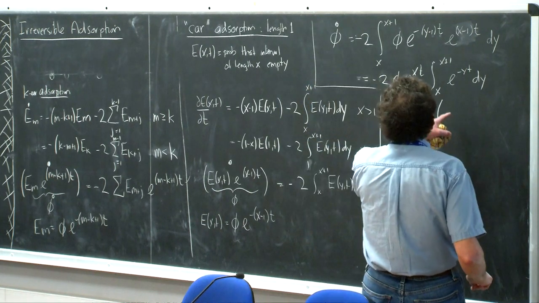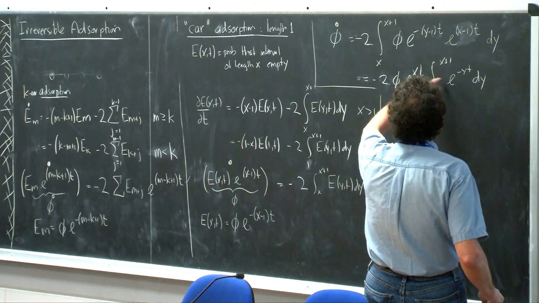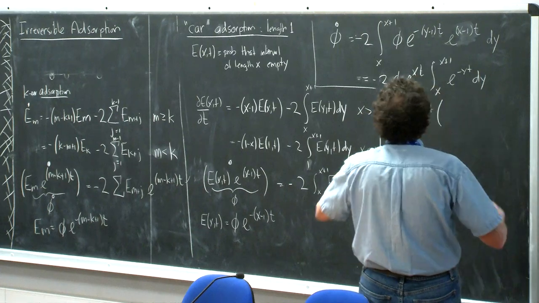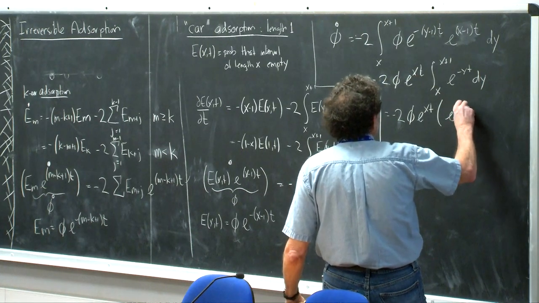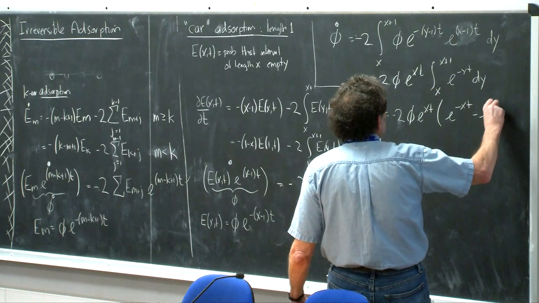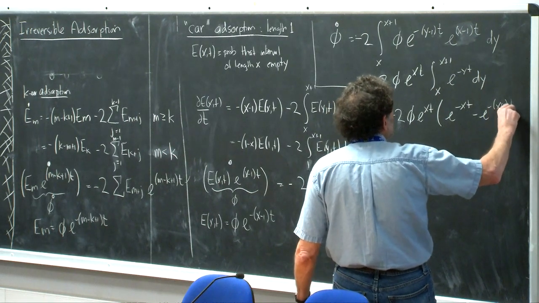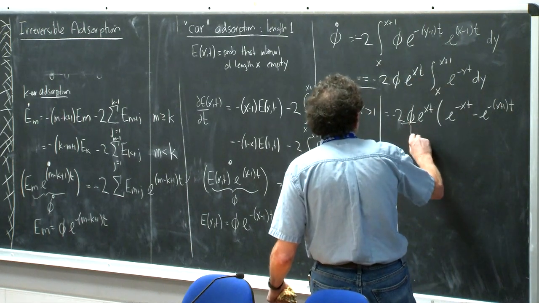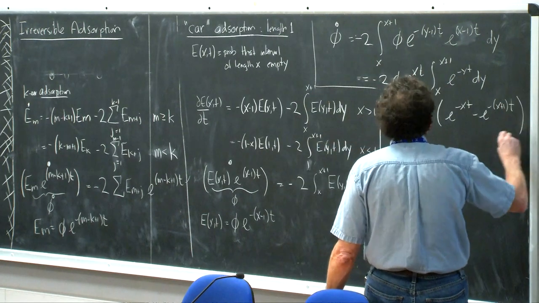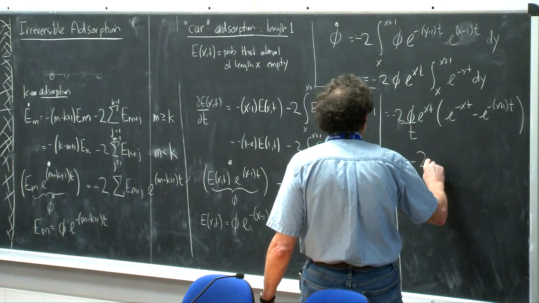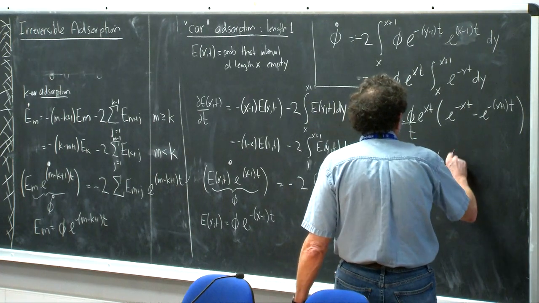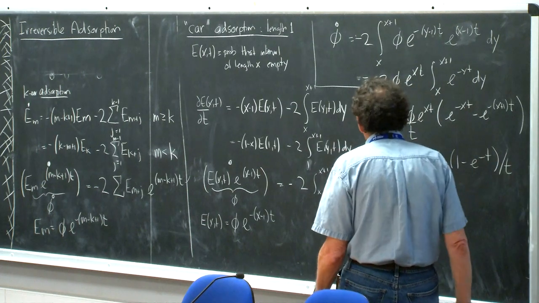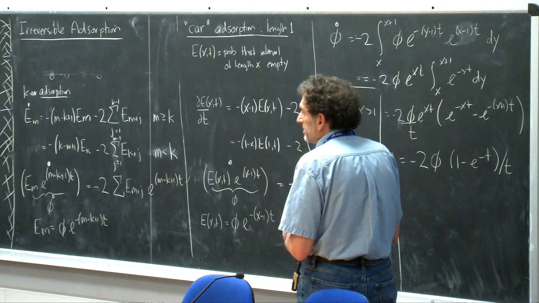And so when I integrate this thing, I'll get a minus, but then I put the lower limit first, so it'll be back to a plus sign. So it's going to be e to the minus x t minus e to the minus (x plus 1) t. And when I integrate dy, there's a factor 1 over t, so let's put the 1 over t over here. And finally, I'm going to get minus 2 phi times (1 minus e to the minus t) over t. So that is my phi dot.